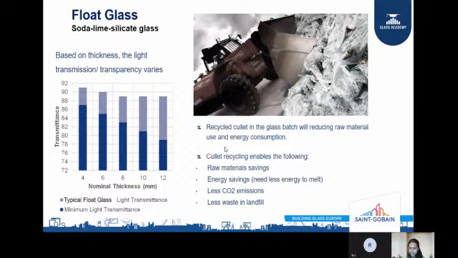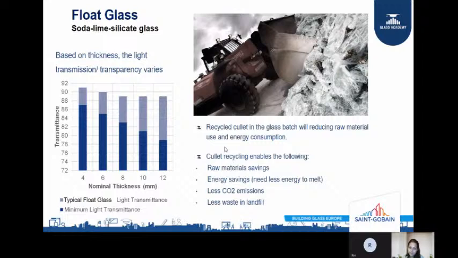So now, what are the basic properties of the glass? First, density. The density of the glass is around 2.5. Refractive index is 1.5. Young's modulus of the glass will be 70. Tensile strength will be 40. Compressive strength will be 1000. And coefficient of linear expansion would be 9 times 10 raised to minus 6. So these are the basic properties of the glass as a material.